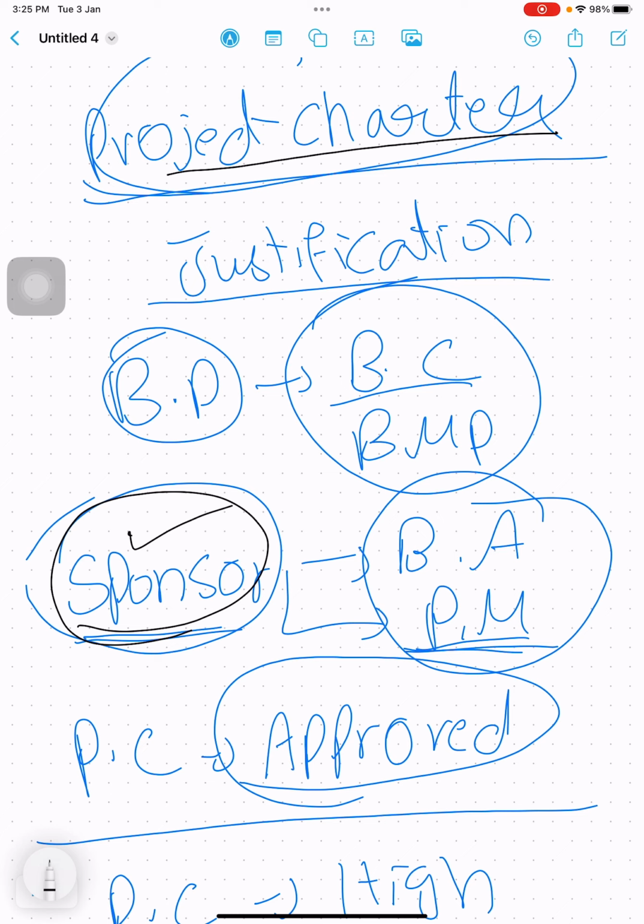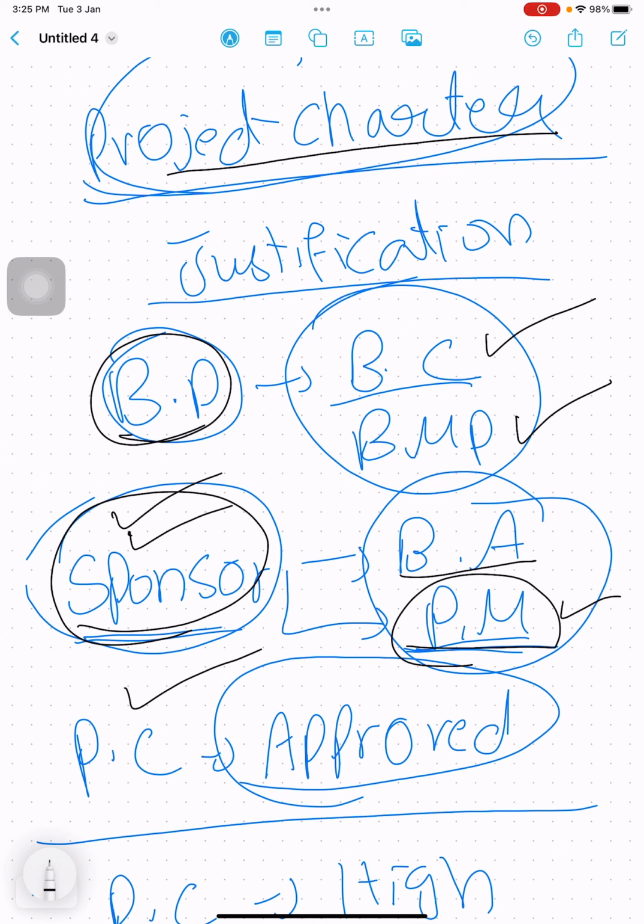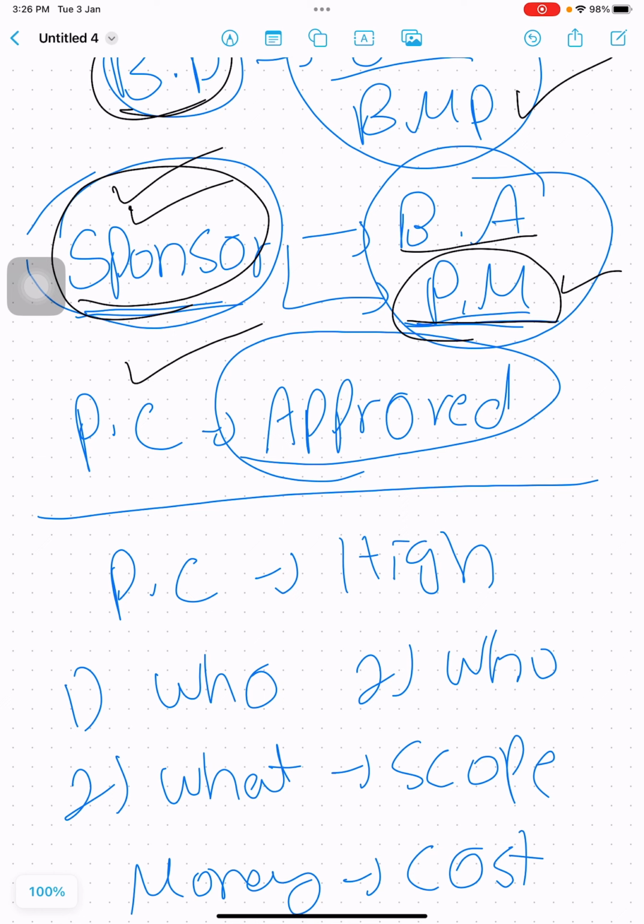The charter is actually made by the sponsor on the basis of business documents, business case, and benefit management plan. You see, normally the project charter is made by business analyst and project manager, but since the project manager does not have any title as per se, for easiness, from a PMP perspective, we say that the sponsor is making the charter and he is approving the project charter. So for PMP, understand this thing, sponsor will make and approve the project charter.